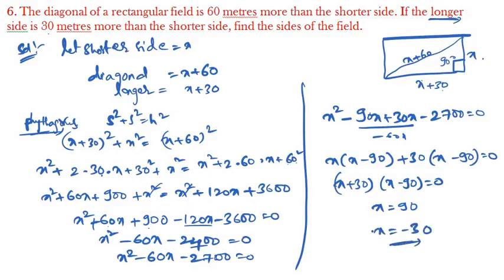From this we take the side as positive. So the shorter side is 90, and the longer side is 120, and the diagonal is 90 plus 60, which is equal to 150. These are the answers for the sixth problem.